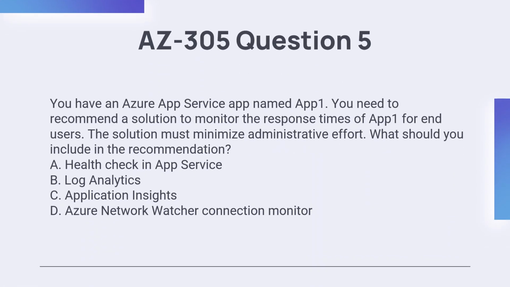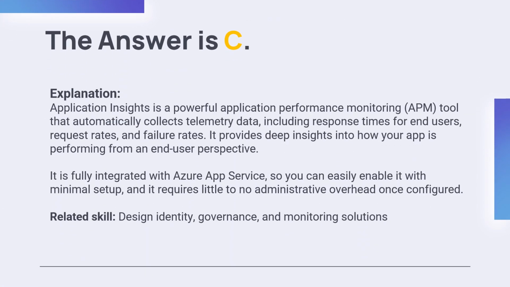You have an Azure App Service app named App1. You need to recommend a solution to monitor the response times of App1 for end users. The solution must minimize administrative effort. What should you include in the recommendation? A. Health check in App Service. B. Log analytics. C. Application insights. D. Azure Network Watcher Connection Monitor. The answer is C.